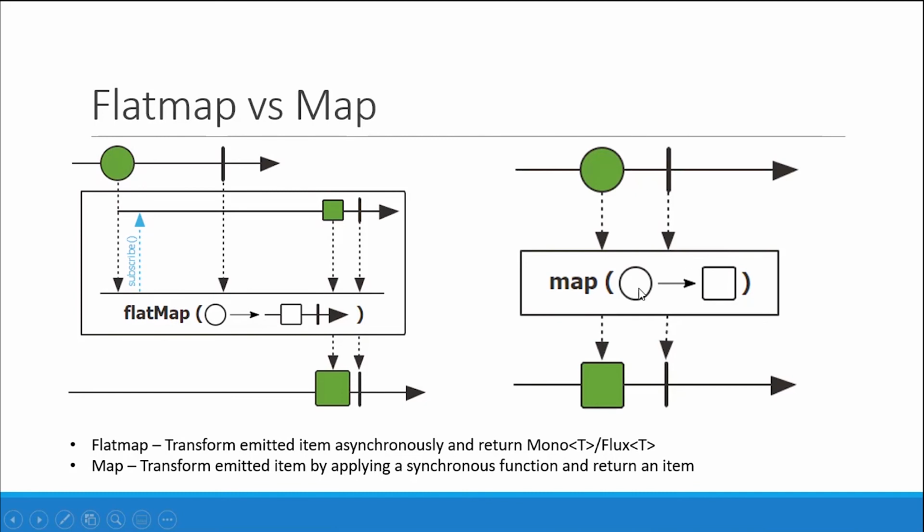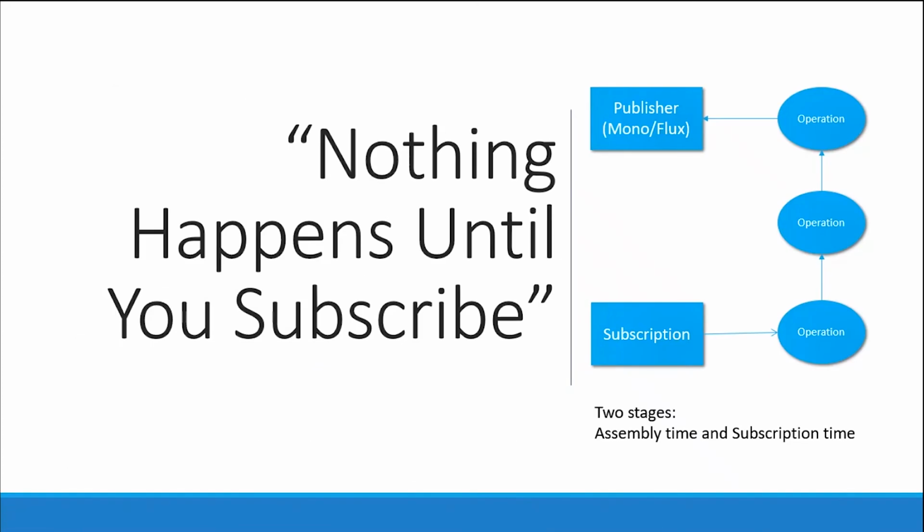In map, it's asynchronous, so we do that immediately. In this reactive thing, there's something we have to remember every time: nothing happens until you subscribe. If we create a Flux or Mono and there's no subscriber, nothing is going to happen. So there are mainly two stages of this chain: assembly time and subscription time.